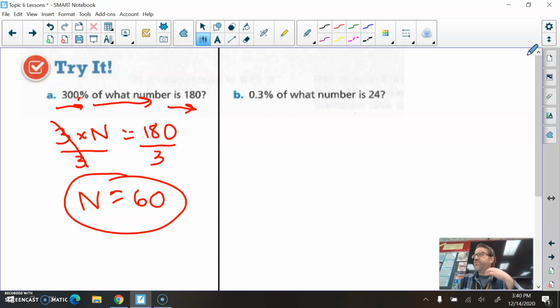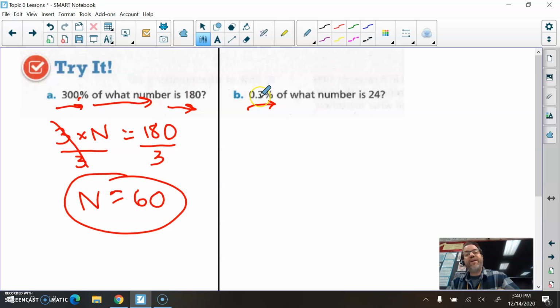Ooh, look at this percent. This is a very small percent, 0.3%. I mean, that's less than 1/3 of 1%. 0.3% of what number is 24? Let's translate this into symbols. 0.3%, what would that be as a decimal?